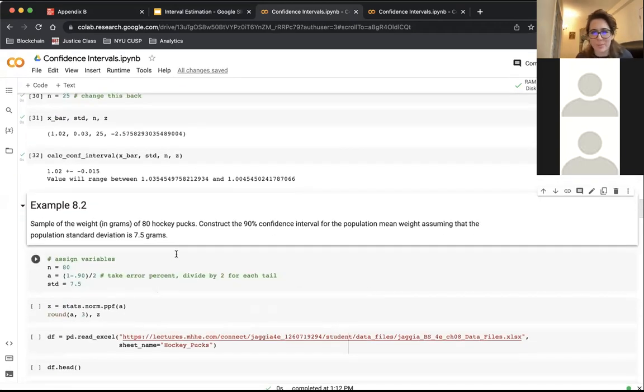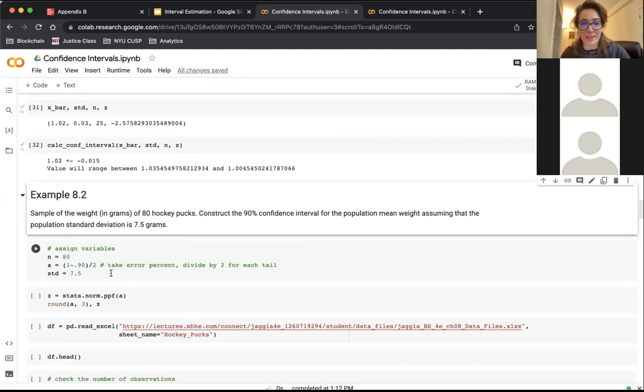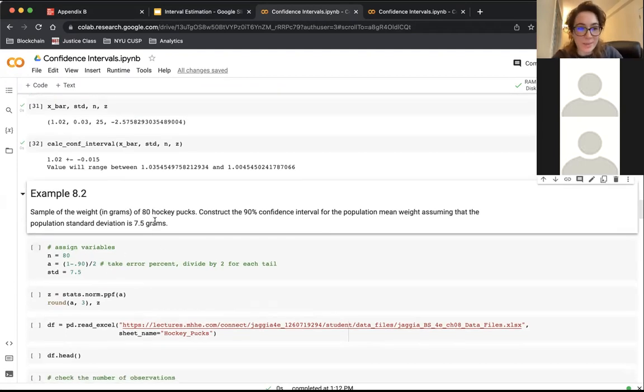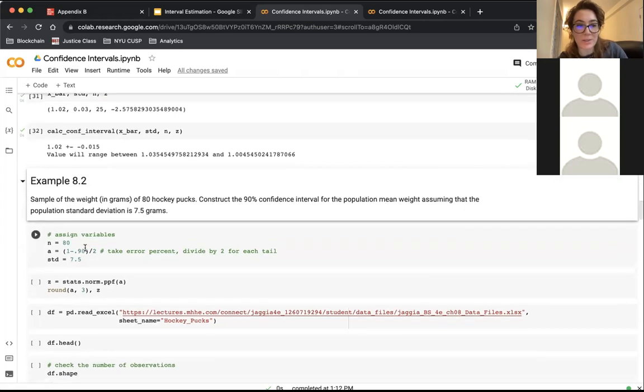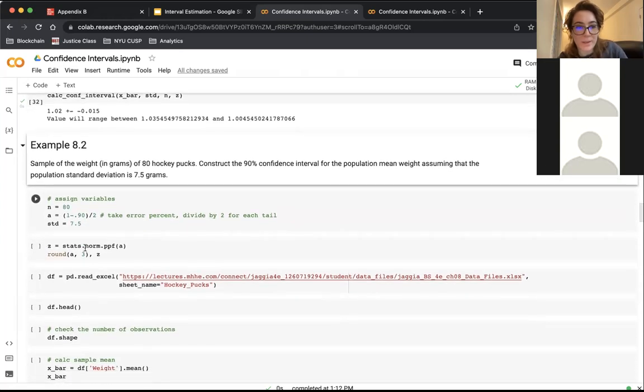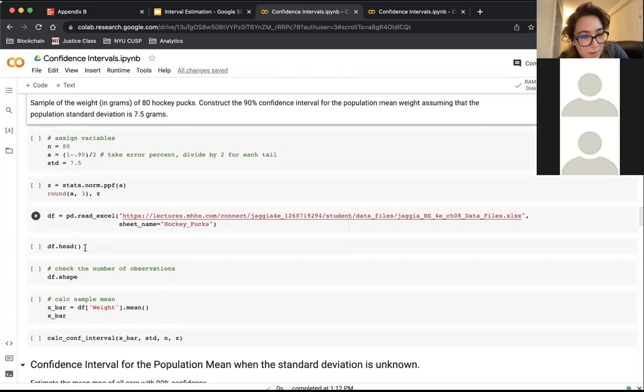So this is an example from the textbook, and this will be pretty similar to the homework. Before we get into that car example, these were just some other things. What that slide was setting up, we'll get into a little bit. This is an example where we have 80 hockey pucks, and we want to construct a 90% confidence interval for the population mean weight, assuming the population standard deviation is known.